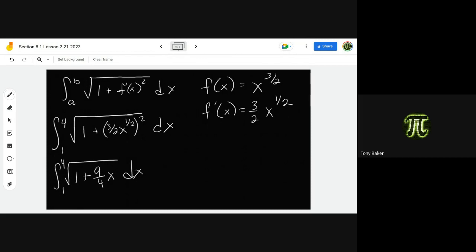All right. Can I use substitution? Yeah. Let's try it and see what happens. The nice thing is substitution really doesn't take long to try. So what would we want to make u in this situation? If I make u that 1 plus 9 over 4x, the du would be just 9 over 4 dx, right? And that's fine.